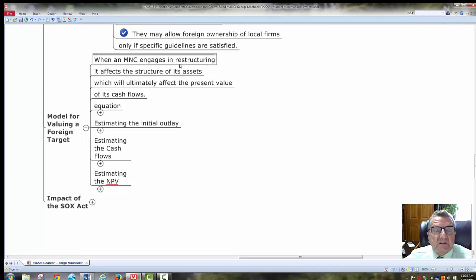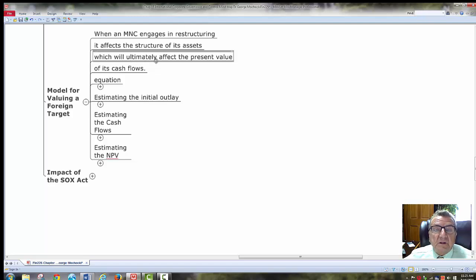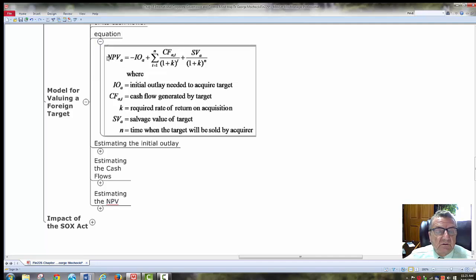When an MNC engages in restructuring, it affects the structure of its assets, which will ultimately affect the present value of its cash flow. Here's the formula. Here's the net present value: initial outlay needed to acquire your target, cash flow generated by the target, required rate of return on the acquisition, salvage value of the target, and time when the target will be sold by the acquirer. Okay, basic formula. You can stop and look at it, and then as we start building on, we have an example. You could utilize this formula in there.